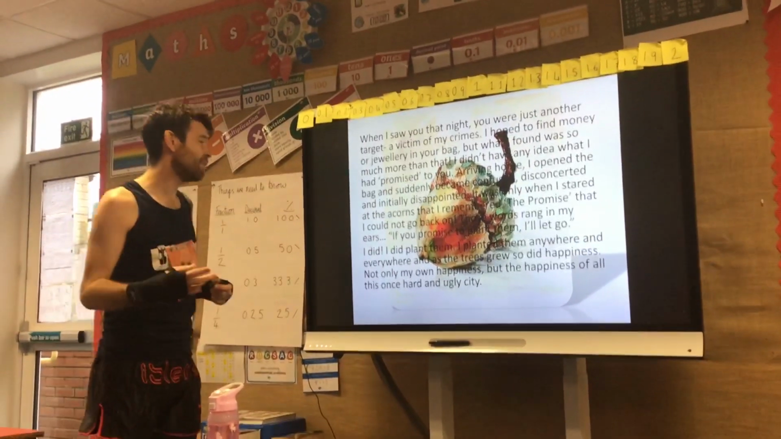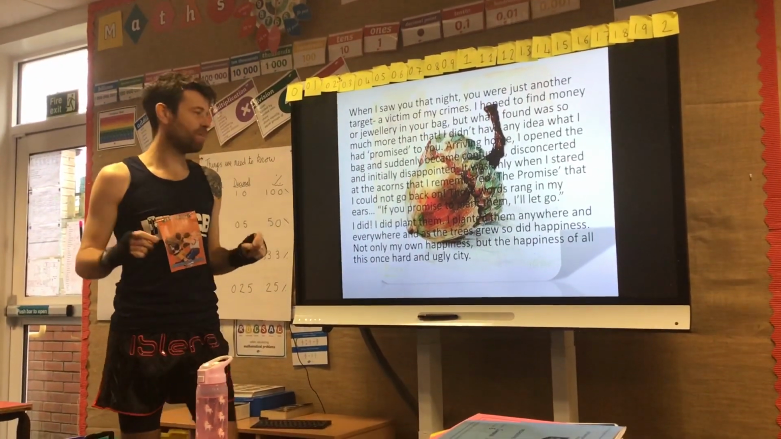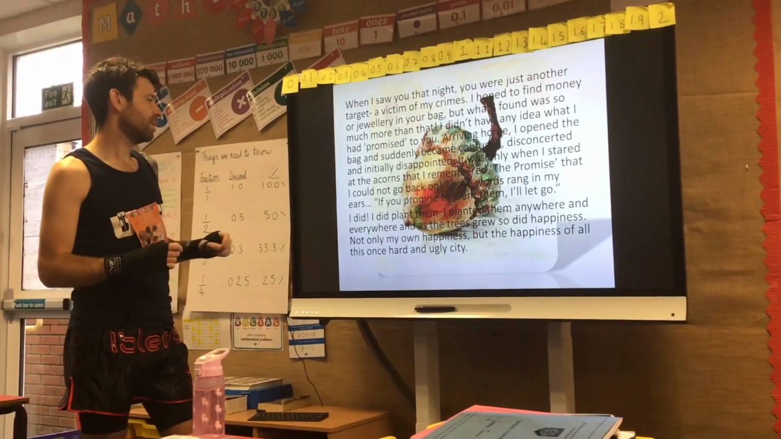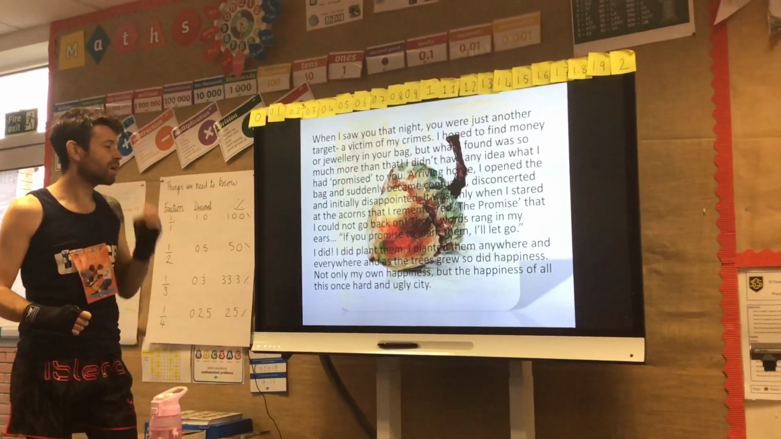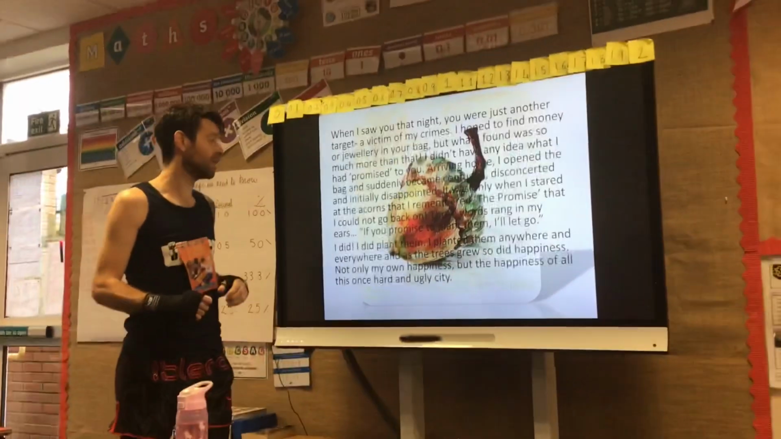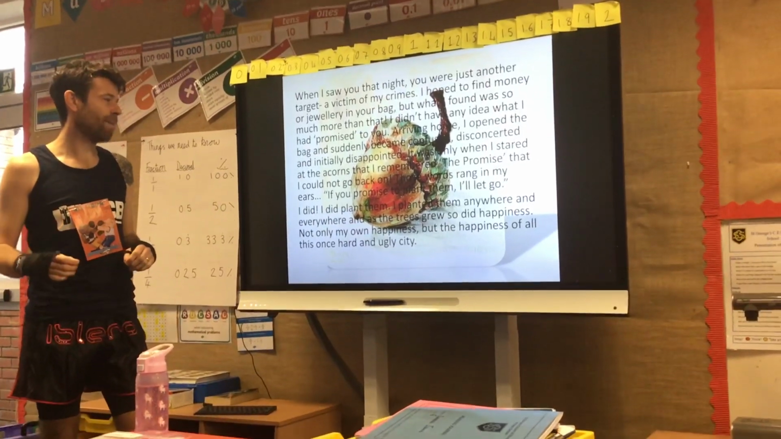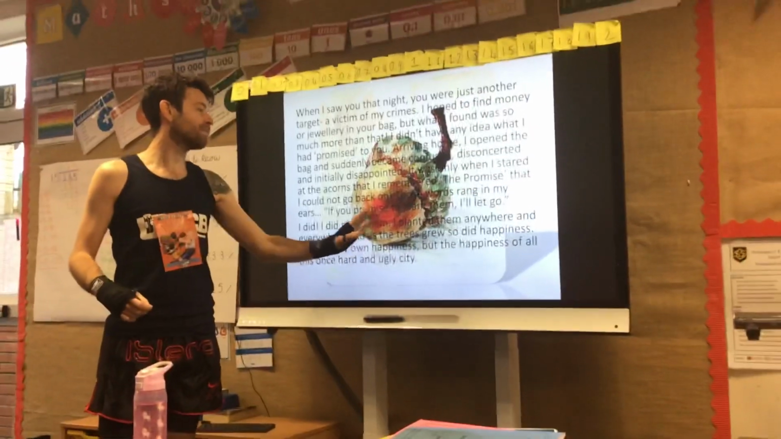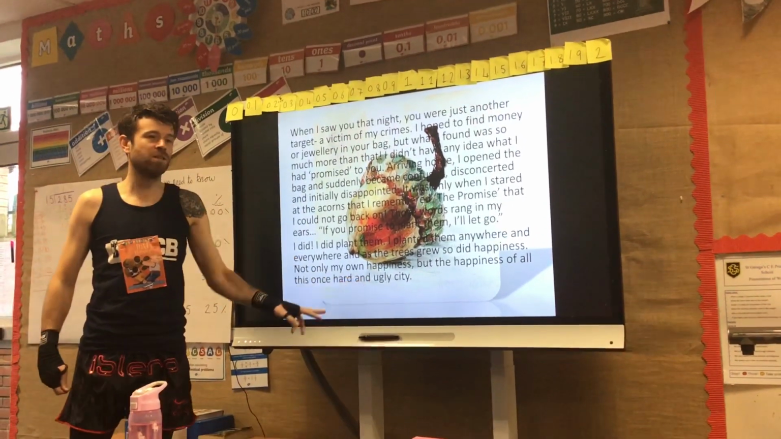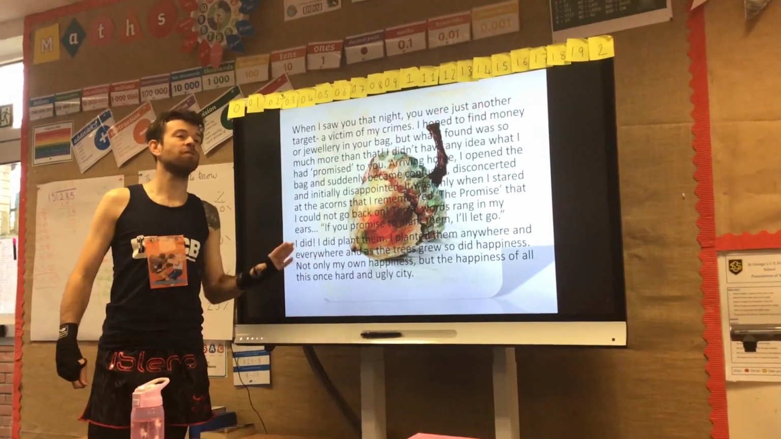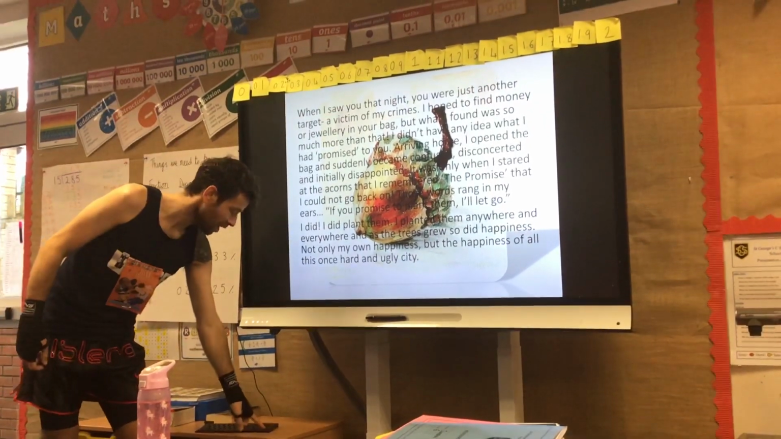I planted them anywhere and everywhere, and as the trees grew, so did the happiness. I'm going to do the same technique again. Look at the word that I've repeated. So did the happiness. Not only my own happiness, but the happiness of all the people in this once hard and ugly city. There's a few little mistakes, but it doesn't matter. So I've repeated that word happiness. And you'll recognise these words. These words are the words from the text. I've literally picked them up from the text. So that's our main paragraph.